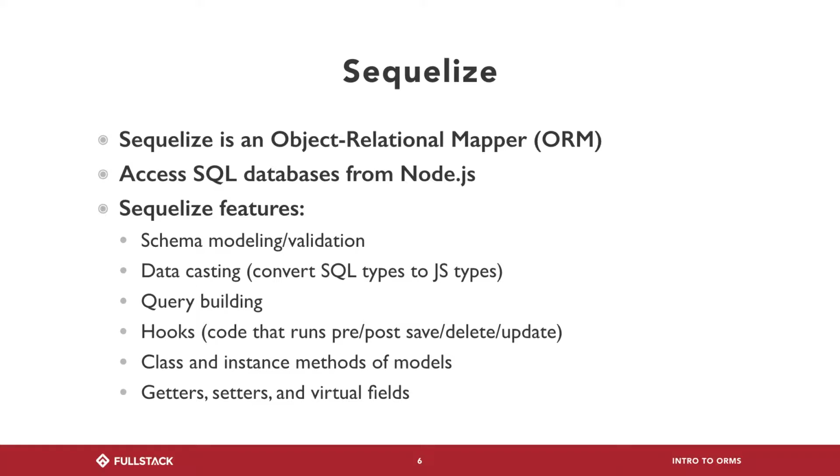We have class and instance methods. A class is going to be the entire table. An instance is a row. And Sequelize has very powerful classes and instances. And then we have getters, setters, and virtual fields.